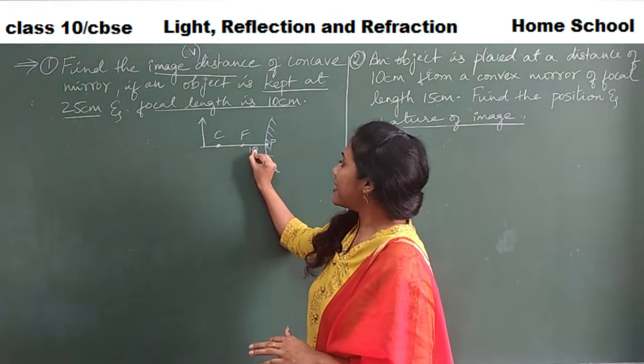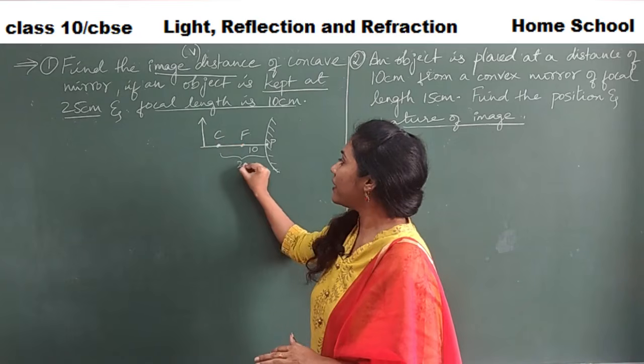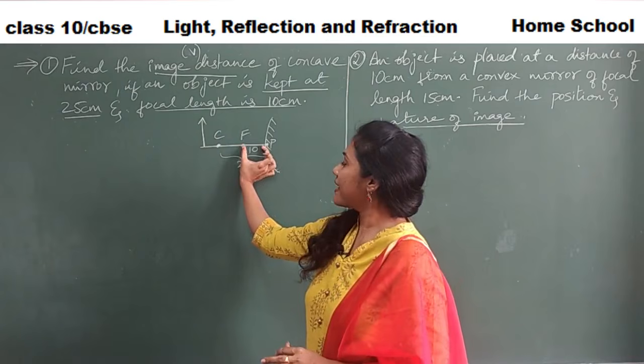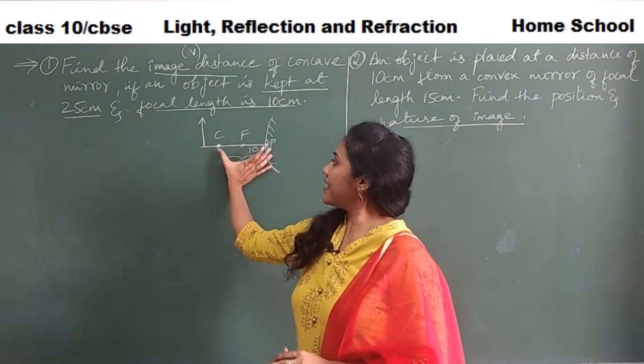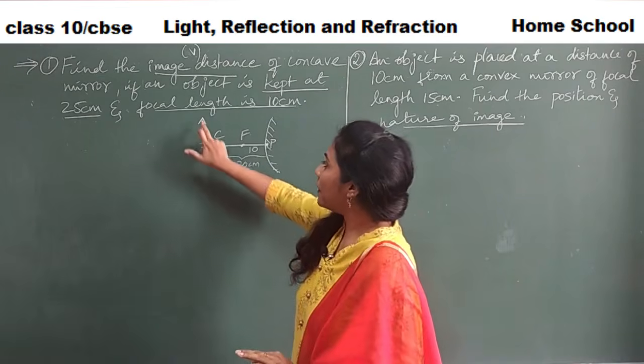If focal length is 10 centimeter, what is the distance between pole and center of curvature? It will be 20 centimeter, no? Because this distance is exactly equal to this distance. So this distance is 20 centimeter. Okay, so they have kept the object here.